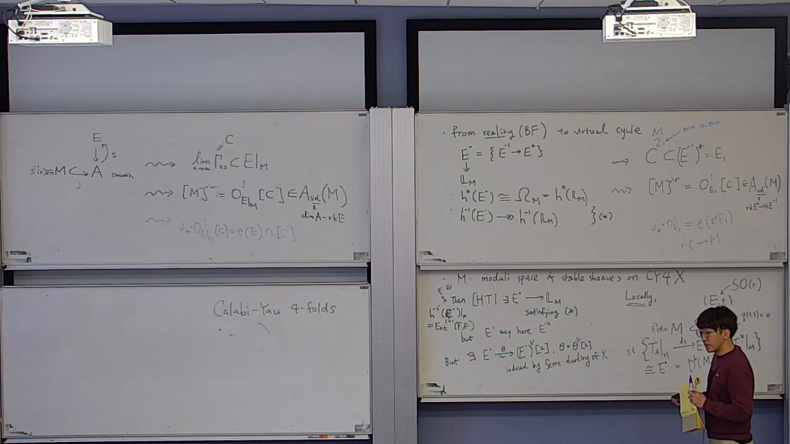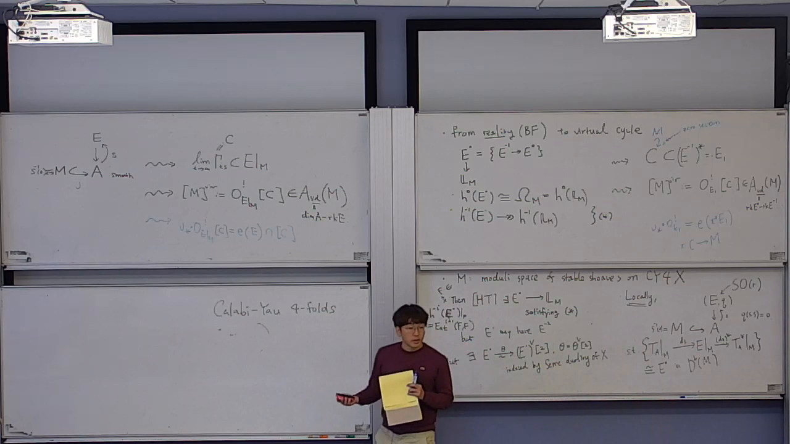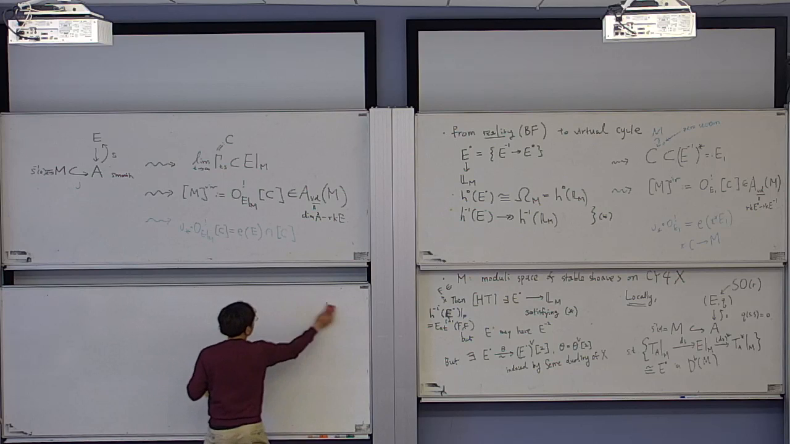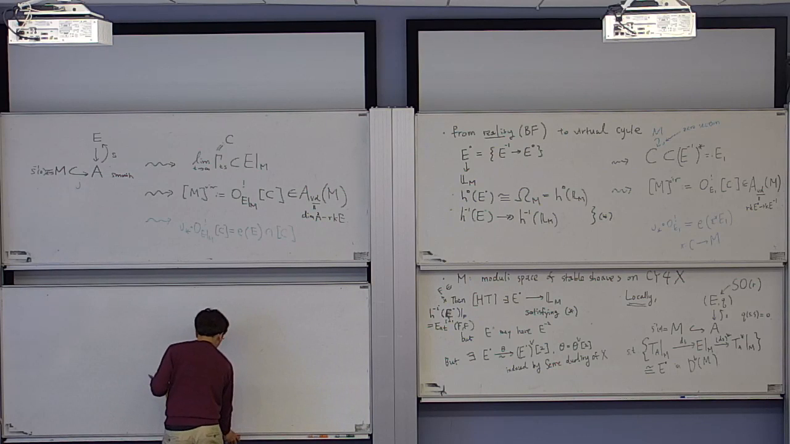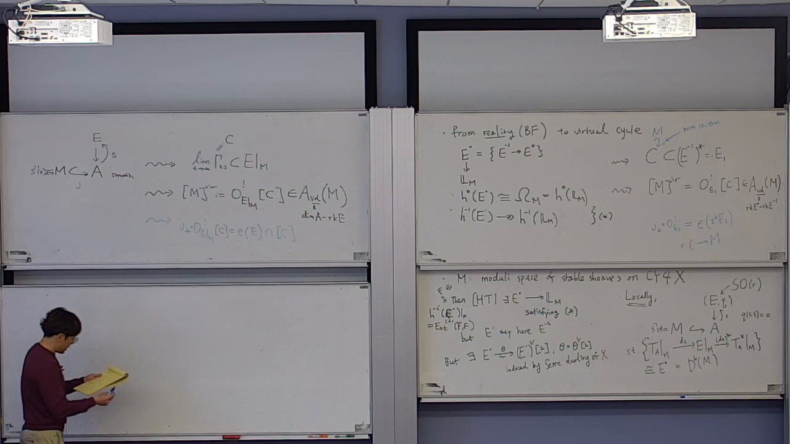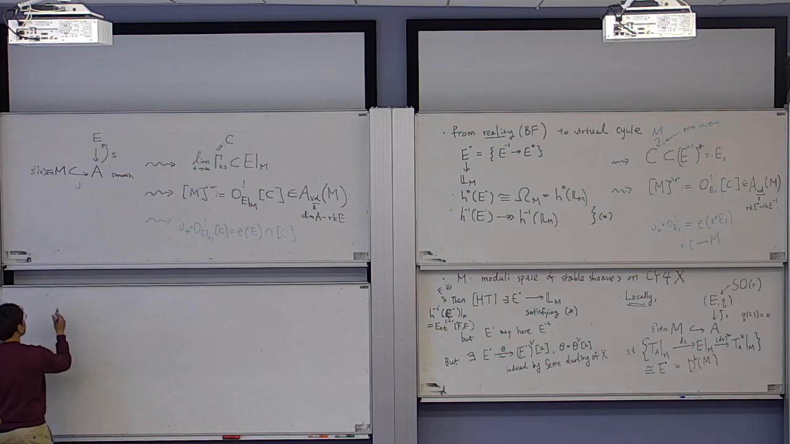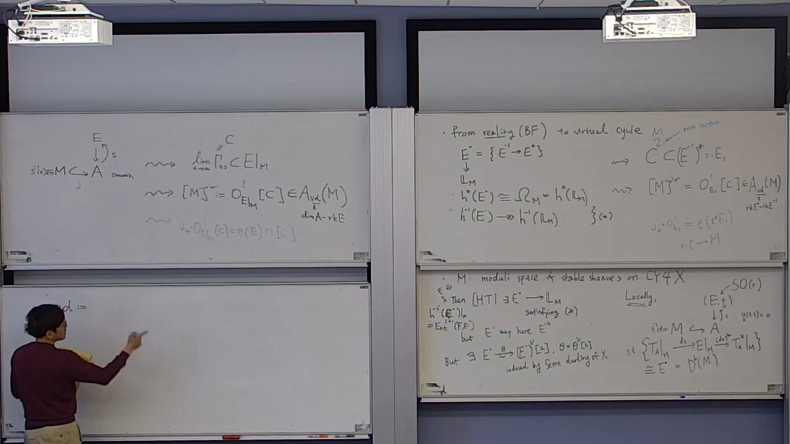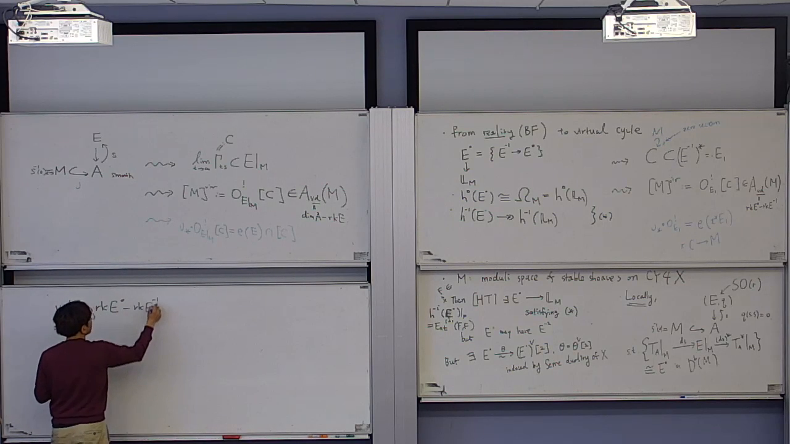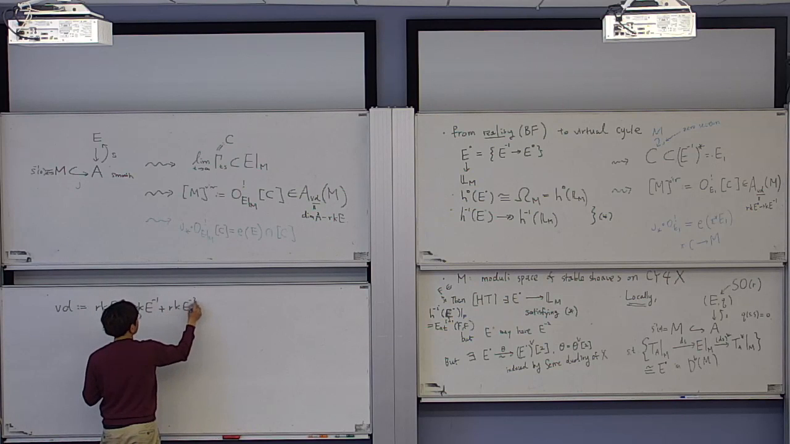With no other terms. The terms outside are 0. And that's because X is 4 dimensional. That's right. From this data, what we want to do is, first, define the virtual dimension as the virtual rank of E dot, which means rank of E0 minus rank of E minus 1 plus rank of E minus 2.